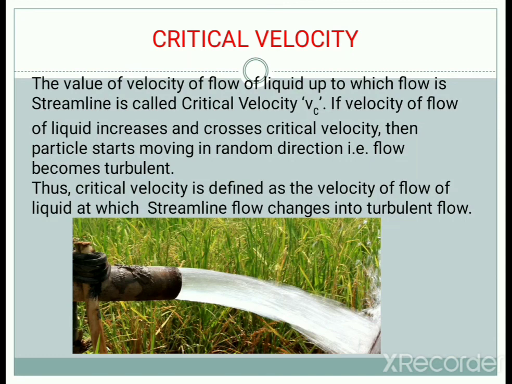In this way we have studied what is streamlined flow, what is turbulent flow, and critical velocity.